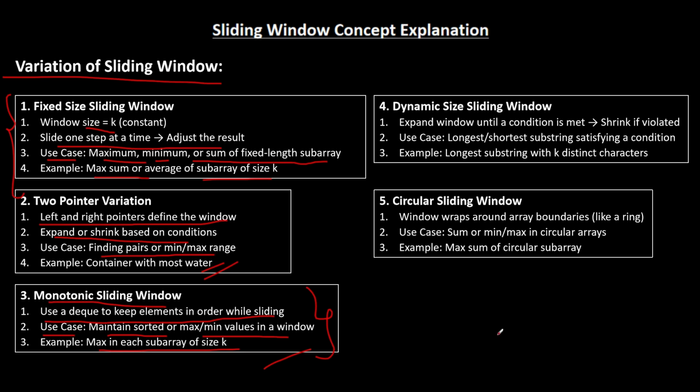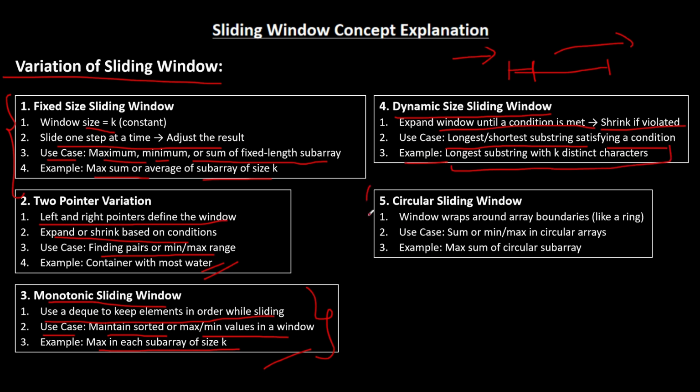Now the fourth variation will be the dynamic size sliding window. We expand the window until a condition is met, and shrink if it is violated. Expansion of the window is done from the right hand side and shrinking is done from the left hand side. Right? If we expand it like this, then you shrink it from the back this way. The use case is longest or shortest substrings satisfying a condition. An example could be the problem longest substring with k distinct characters.